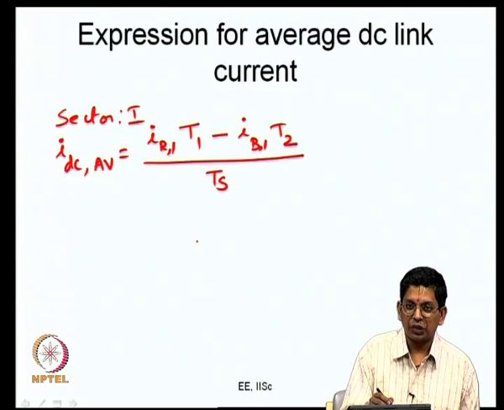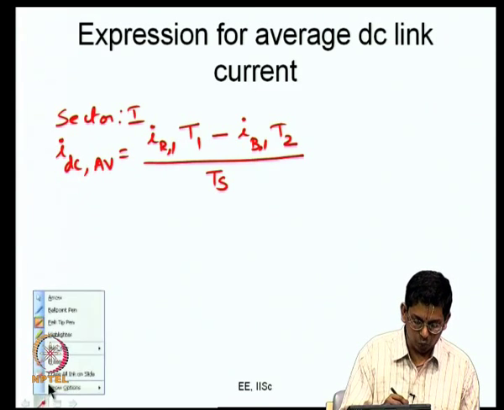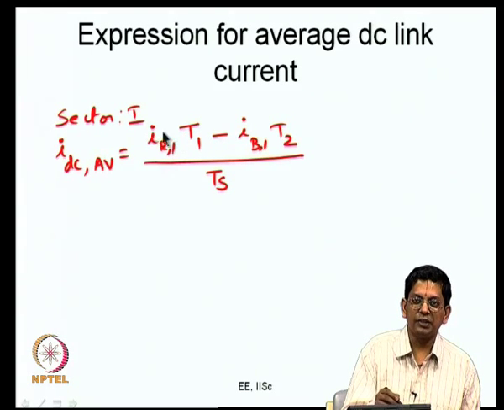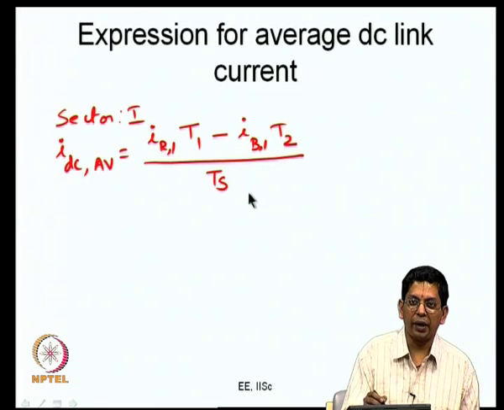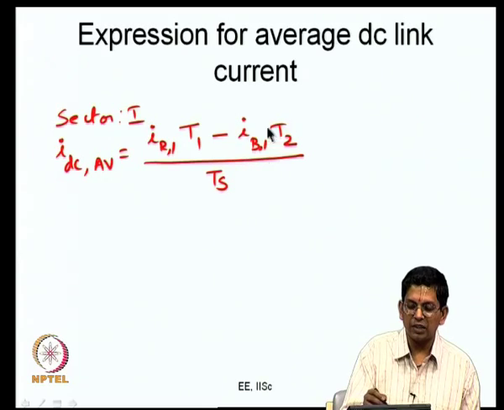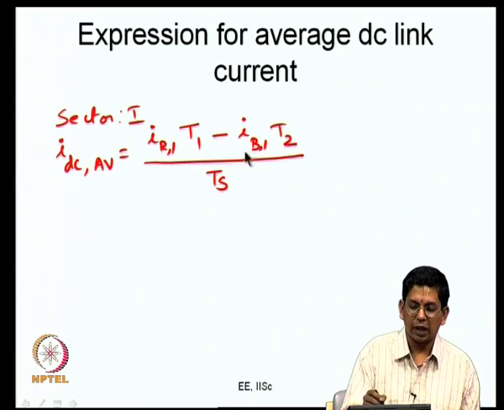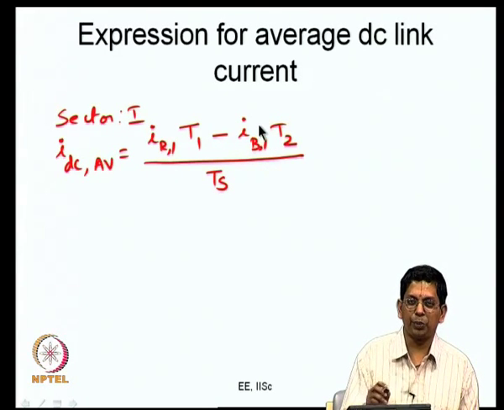When the 0 states are applied, the DC link current is 0. When active state 1 is being applied, that is applied for T1 duration, and the DC link current is IR1. When active state 2 is applied, it is applied for duration T2 seconds, and the DC link current is minus IB1. Therefore, IR1 multiplied by T1 minus IB1 multiplied by T2, the whole thing divided by Ts, and you will see that in this case IB1 is negative, and therefore, minus of IB1 is positive. So, this is what you have.